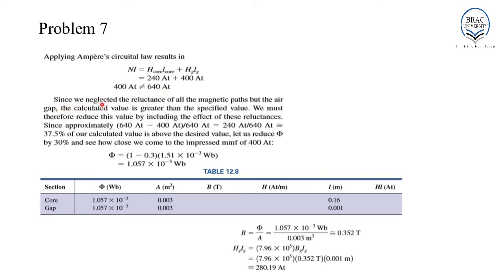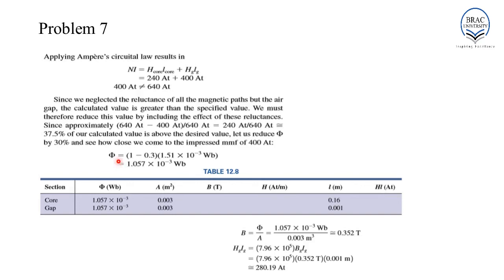Why? Because we neglected the reluctance of all the magnetic paths but the air gap. The calculated value is greater than the specified value. We must therefore reduce this value by including the effect of these reluctances. Since approximately 37.5% of our calculated value is above the desired value, we will reduce the calculated phi by 30% and see how close we come to the impressed MMF of 400 ampere turns.